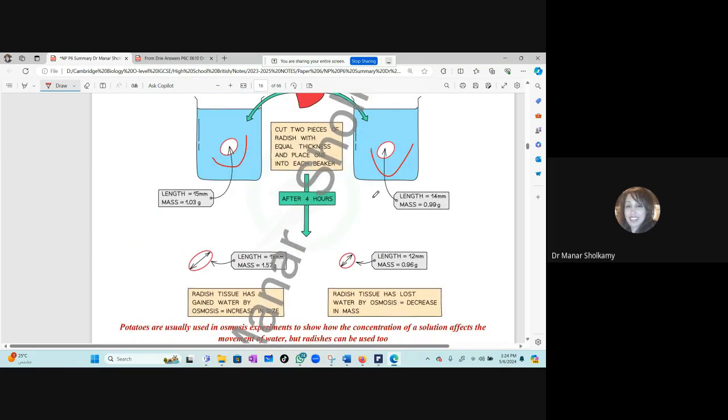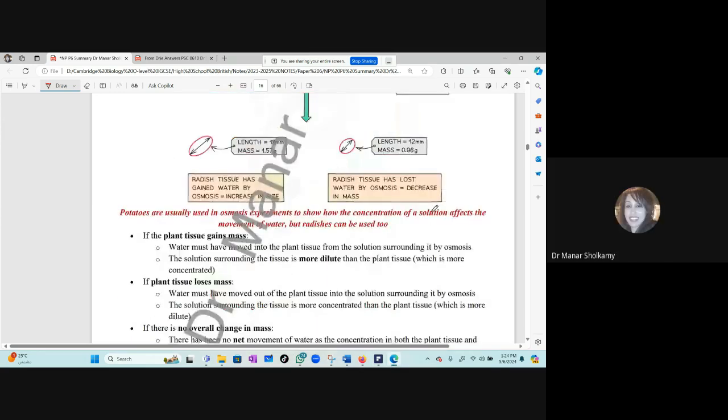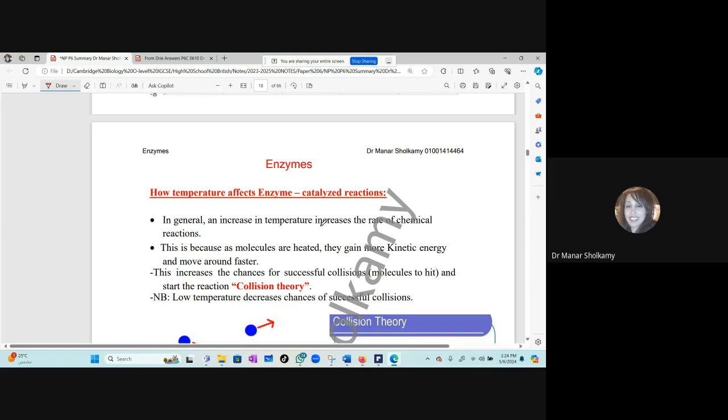Sometimes they ask you, why do they dry it after it comes out of the water? Why do you dry it first before you measure the mass? To prevent inaccuracy of mass. Yes. Okay, to prevent any increase in mass and to obtain accurate results in that case.